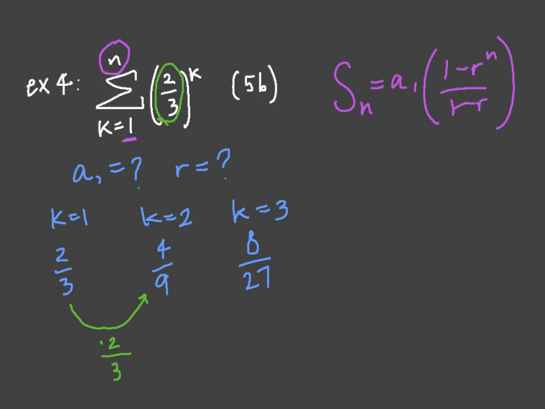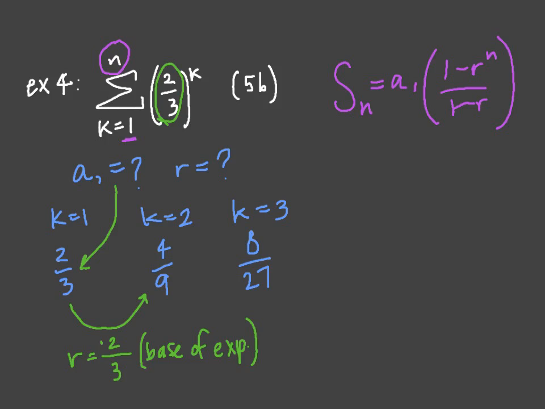That will always be the case. So that's just kind of a cool thing to know. The base of the exponent will always be your common ratio. So r is 2/3. And now we can also see what a sub 1 is. It's whatever you get when you plug in the lower bound. So k equals 1. When you do 2/3 to the 1, you've got your first value. So now we have everything we need to actually evaluate this.